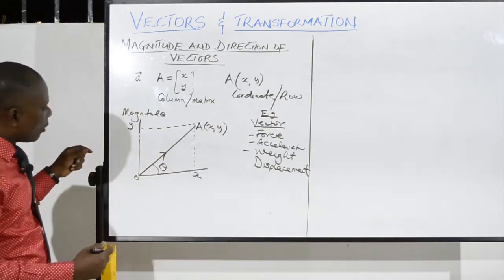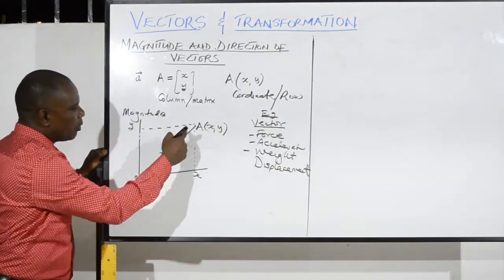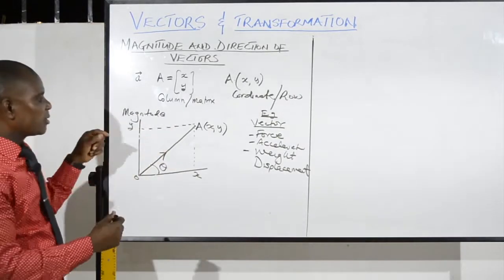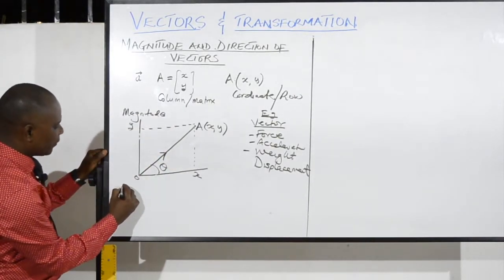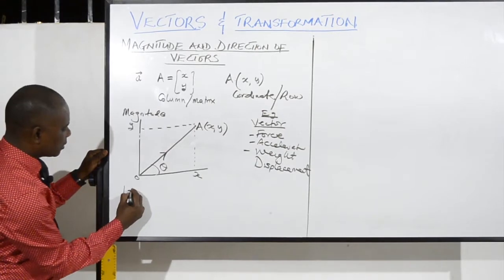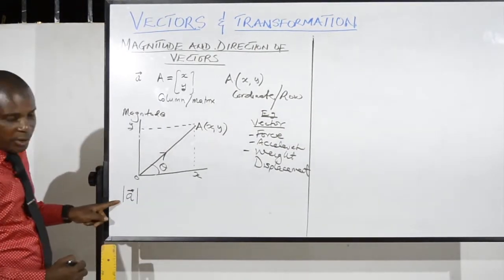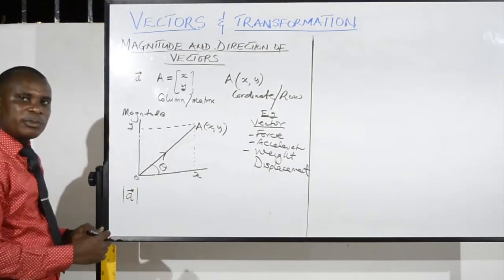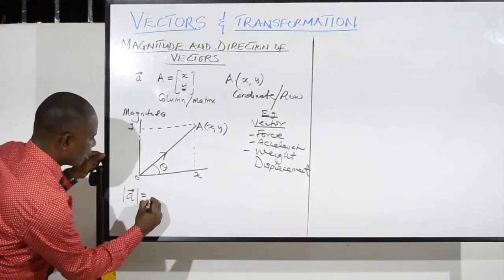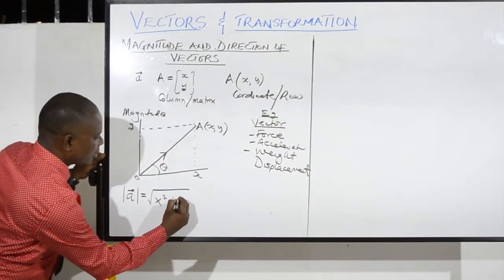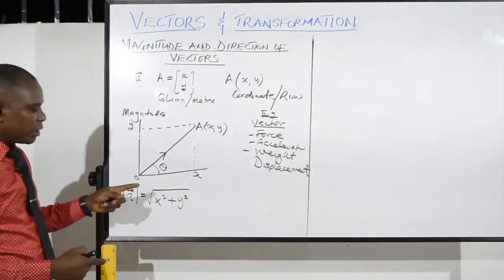So now we look at how we are going to find the magnitude. How long is this vector? What is the size of this vector? The magnitude of that vector can be given in that form. This vertical line means the magnitude of the vector, which is the square root of x squared, the component of the x-axis squared, plus the y-axis squared.